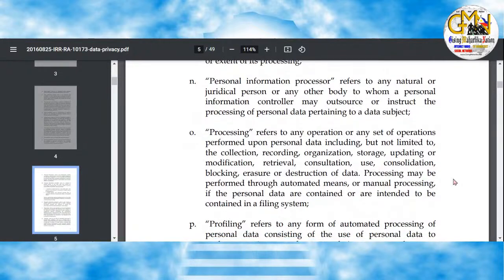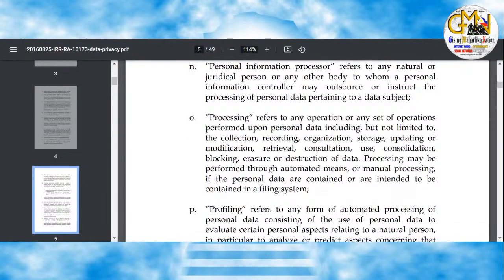Letter O, processing refers to any operation or any set of operations performed upon personal data including but not limited to the collection, recording, organization, storage, updating or modification, retrieval, consultation, use, consolidation, blocking, erasure or destruction of data. Processing may be performed through automated means or manual processing if the personal data are contained or are intended to be contained in a filing system.